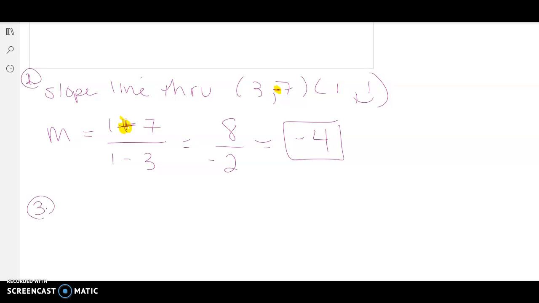Example number 3. I would like you to graph the line y equals 4x minus 3. Now let's make it a little bit more complicated. Let's say 4/5 x minus 3. Hit pause and graph this line and show 3 points on your grid.